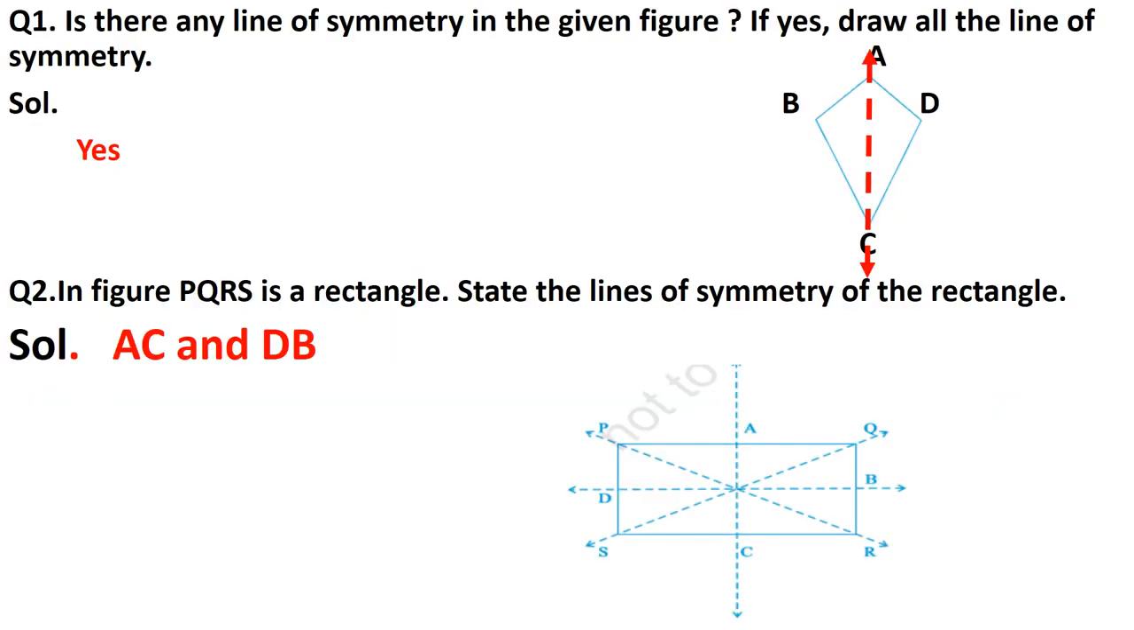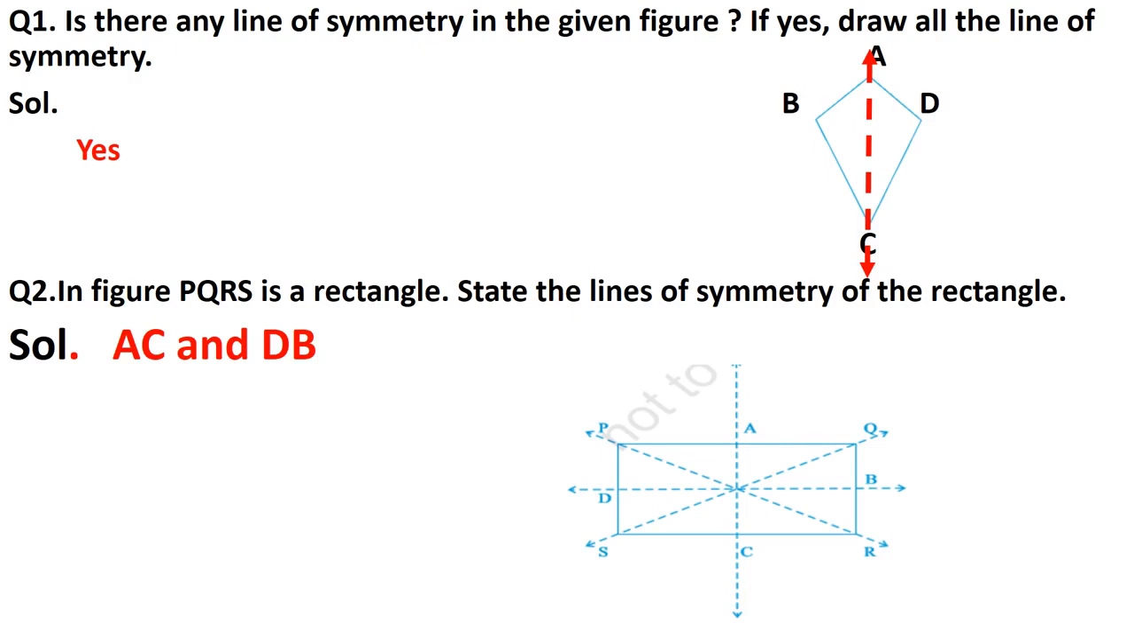Question number 1 was, is there any line of symmetry in the given figure? If yes, draw all the lines of symmetry. Yes, there is one line of symmetry. When we join the opposite vertices A and C, then we get the line of symmetry. It has only one line of symmetry. Okay, I have made it with red dotted lines.